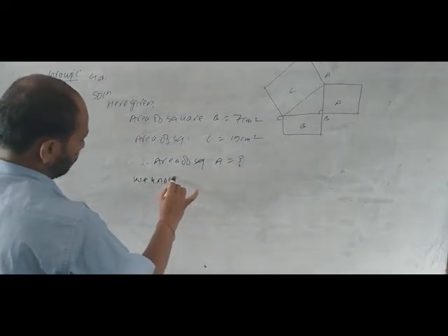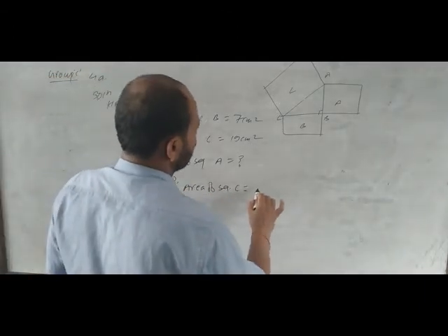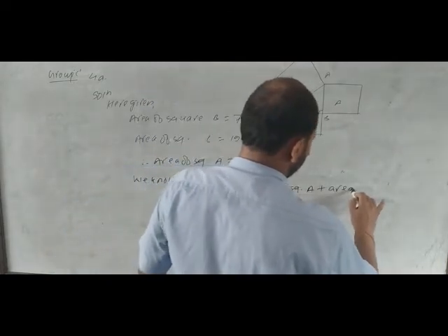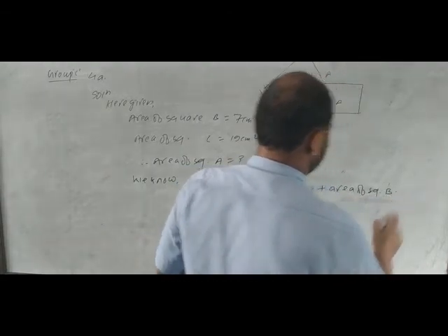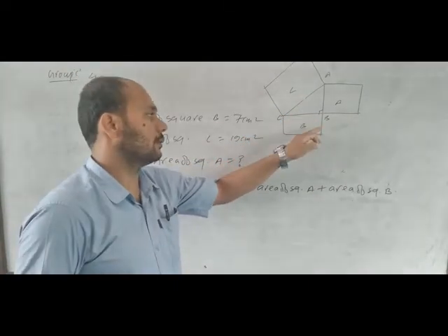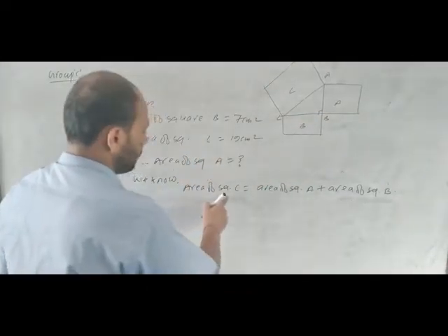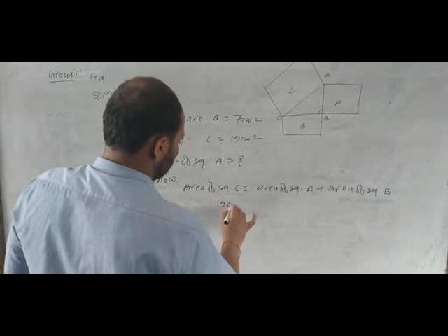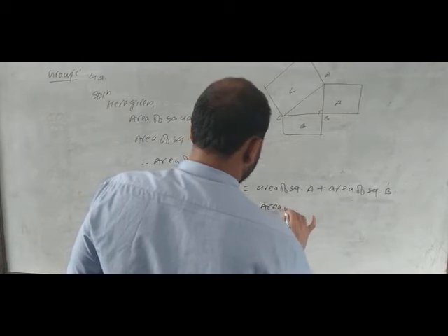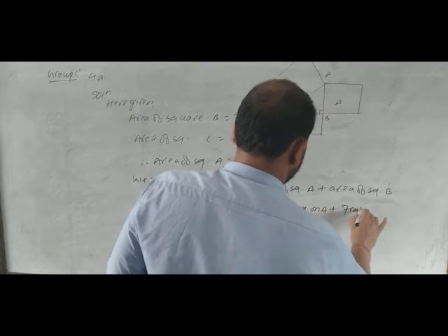We know that area of a square C is equal to area of a square A plus area of a square B. My dear students, the area of a square on the hypotenuse is equal to the sum of area of a square on the perpendicular and base. Yes, what is the area of a square on the C? 19 cm square. Here area of a square on A is not given. Area of a square on A plus this is 7 cm square.